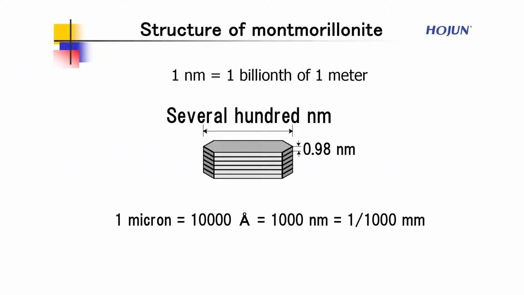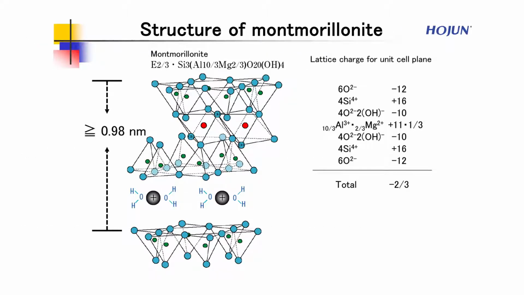The structure of montmorillonite is a stratified structure, or a sheet structure. The crystal structure of this sheet structure has a thickness of 1 nanometer. It is several hundred nanometers in the lateral direction. The crystal structure is set up like this.